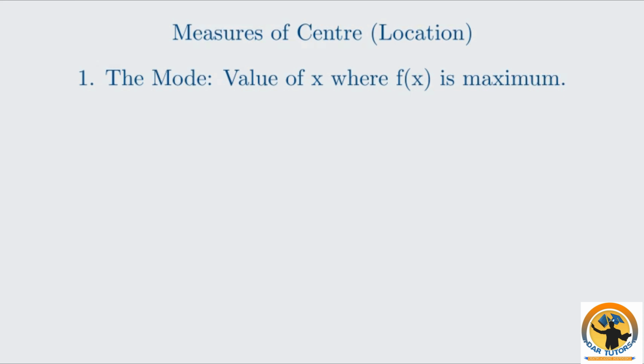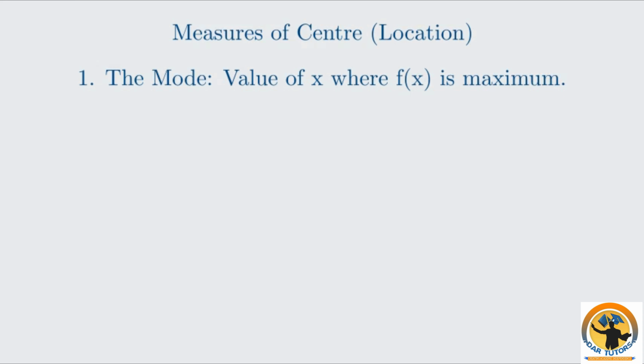Next, the median, denoted by m. The median is the value that splits the distribution into two equal halves. It's the point on the x-axis such that the area under the PDF to its left is 0.5. In other words, there's a 50% chance the variable is less than the median, and a 50% chance it's greater.